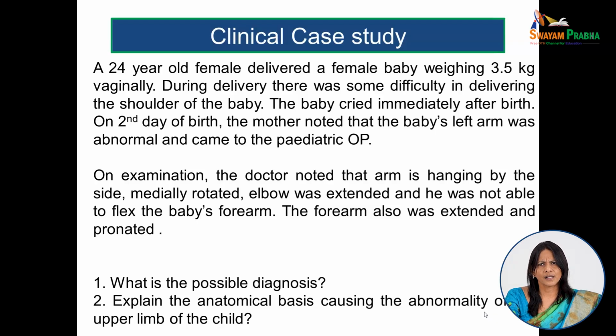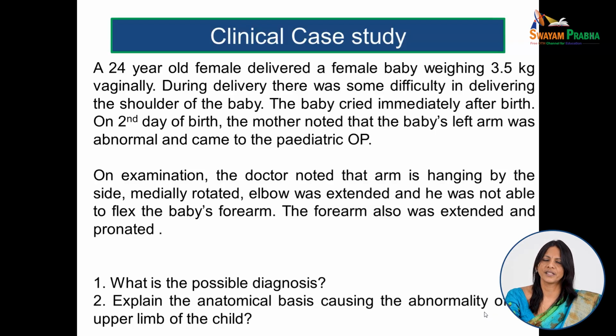He was not able to flex the baby's forearm easily. The forearm also was extended and pronated. What is the possible diagnosis? And explain the anatomical basis causing the abnormality of the upper limb of the child. So these are the questions that I want you students to ponder over.